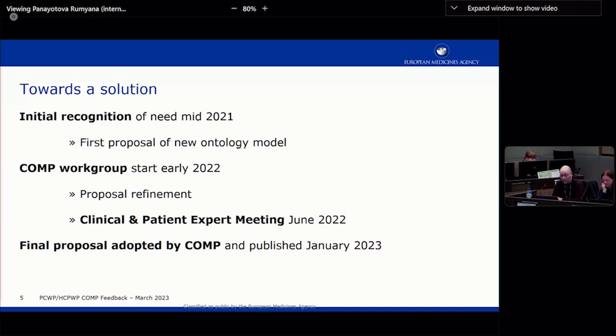That went actually very well, a lot better than I'd hoped actually. We had a lot of good discussion also afterwards, still with the experts and the patients. And so we had our final proposal end of last year of the new model that we will be using. And this was now accepted by COMP in January 2023 officially, and it has now also been published on the EMA website. So next slide, please.